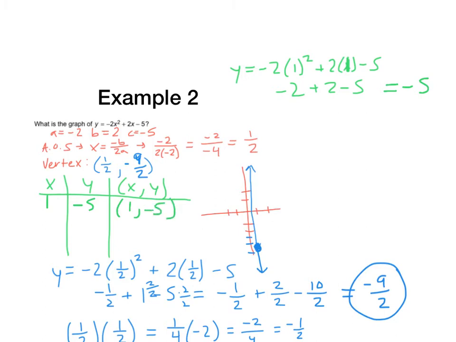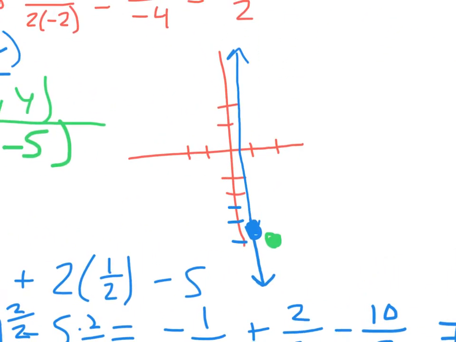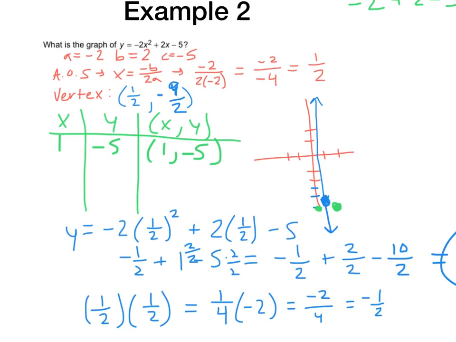So we can go to the right 1 and down 5. Now this point is 1 space away from our axis of symmetry here, so it needs to be 1 space away on the other side. So our other point is going to be 0, -5. So it's going to be right on the y-axis and down 5. So what else can we plug in for x? Well, we just found that we have 0, -5, so we know when we plug in 0, we're going to get -5.